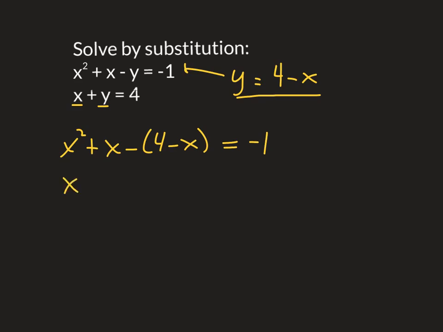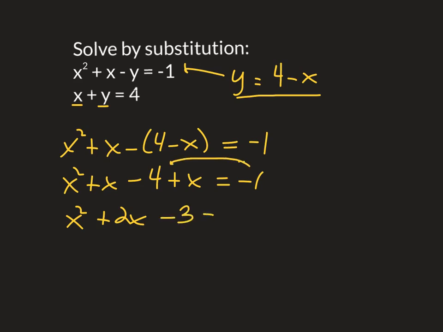So I'm just going to work that out a little bit. x squared plus x, the minus sign is going to change the 4 to minus and the x to plus, equals negative 1. Now because it's x squared, you know I have to either factor it, complete the square, or use the quadratic formula. So I'm moving everything over to the left-hand side. I have 2 x's over here. If I move the negative 1 over, it becomes positive 1, which makes it a minus 3.